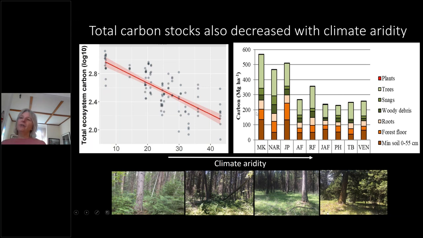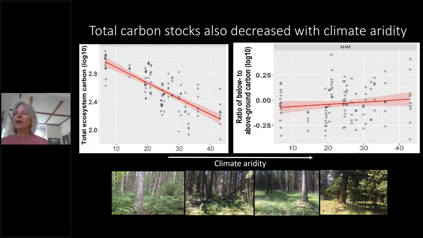This is just a figure showing the balance between above and below ground carbon. And we know that trees will allocate resources to get the limiting factors or the limiting resources. And so they allocate more carbon below ground in drier climates. And we do see this does happen in our forests as well. I'm going to skip over that.